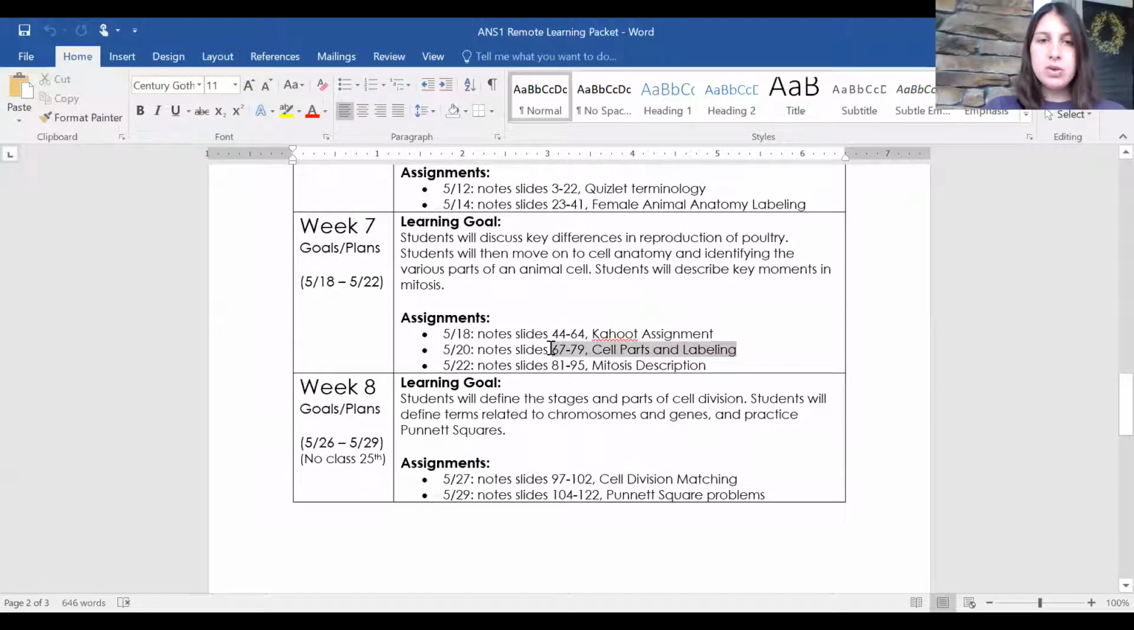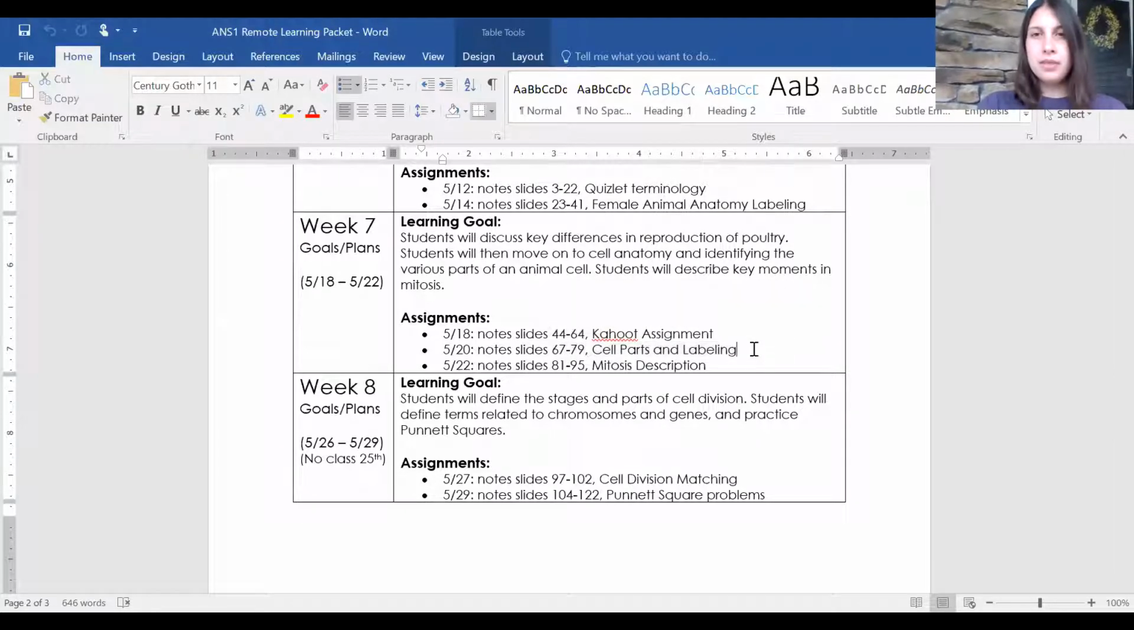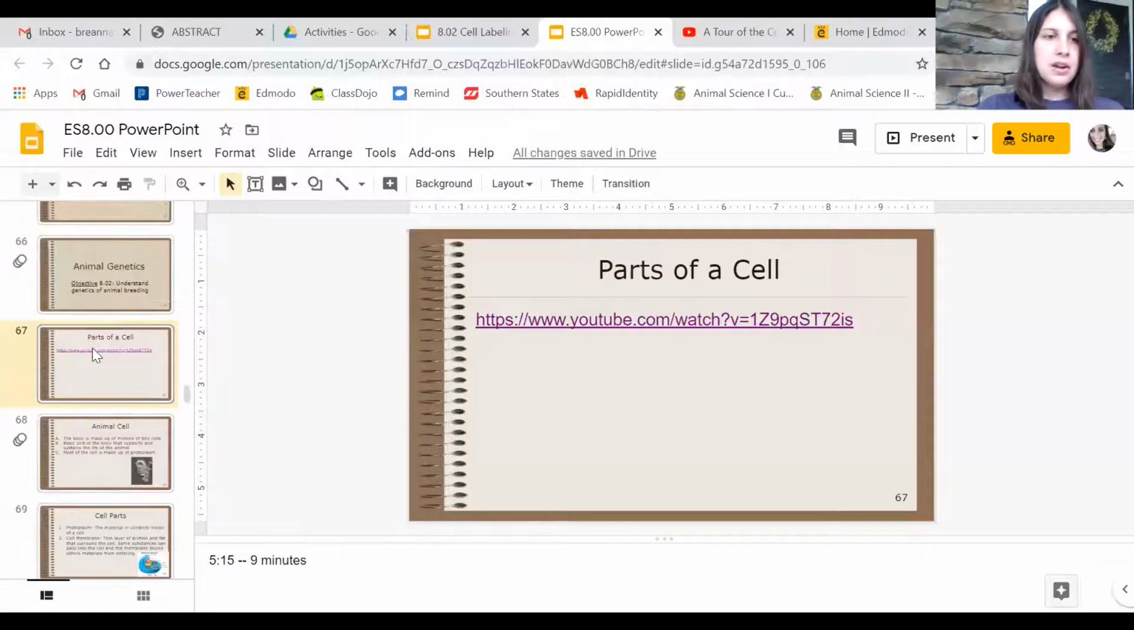Today we're gonna talk about cell parts. Looking at the remote learning guide, we don't have a ton of slides that I actually go through. We're gonna be talking about cell parts, and you're gonna have a labeling assignment. Let's see, we'll pull up the PowerPoint.